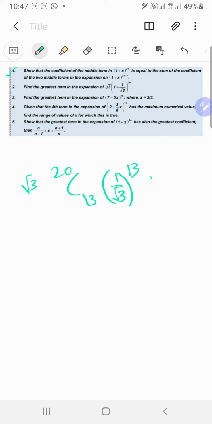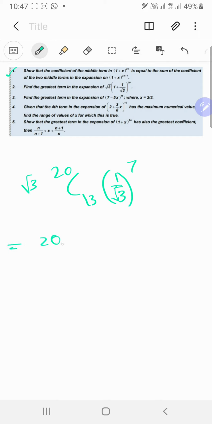So our a is 1/√3, so that's going to be power 7 over there, and you will have 1 power whatever, so that doesn't matter. So (1/√3) power 7. Yeah, I hope that's the greatest term. So cool, let us see what that's going to be.